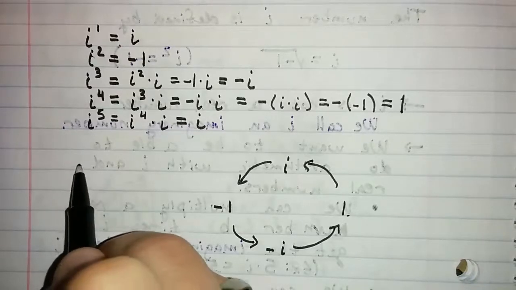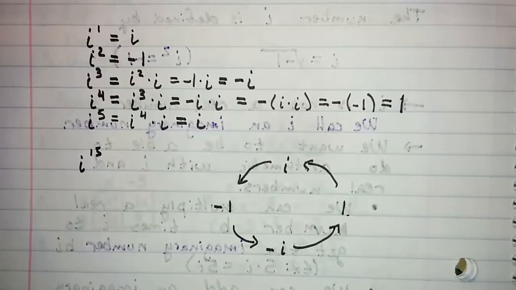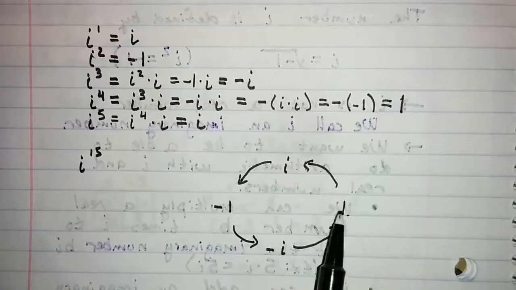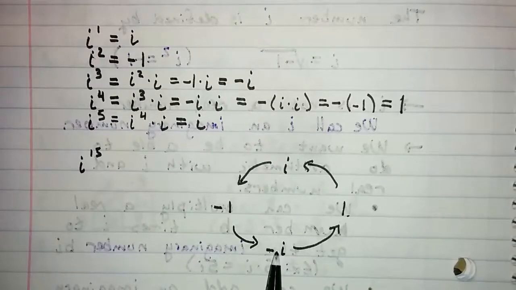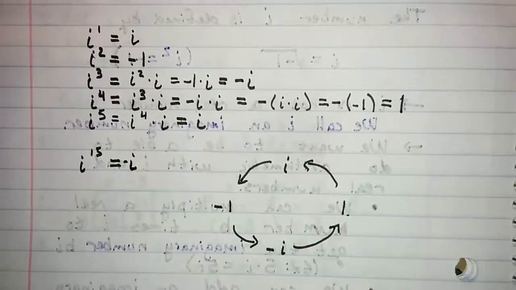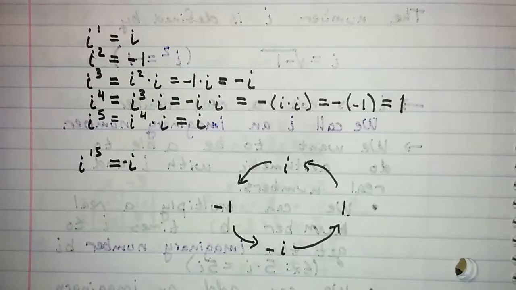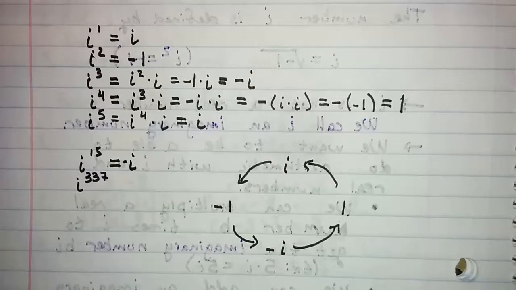If I wanted to find i to the 15th, this is not typically how I'll do this, but I could count out 1, 2, 3, 4, 5, 6, 7, 8, 9, 10, 11, 12, 13, 14, 15 steps around this circle, and I would get negative i. All right, that was a little bit tiresome for 15. If I wanted to find i to the 337th, yeah, that method isn't going to work.